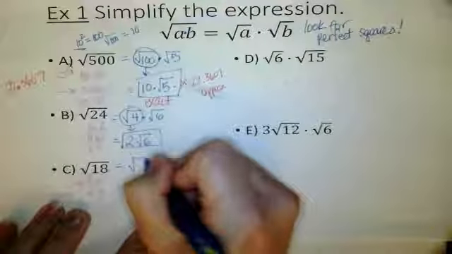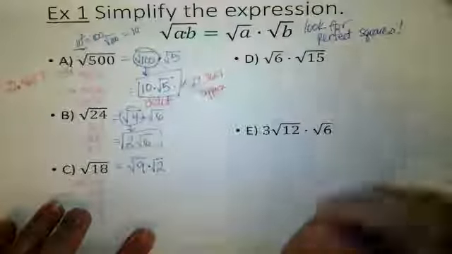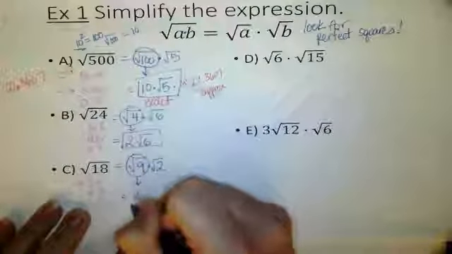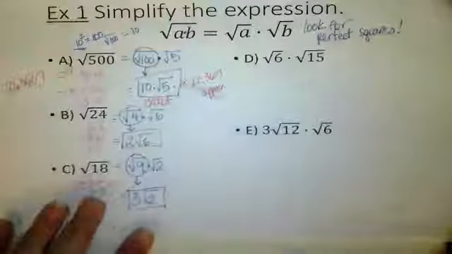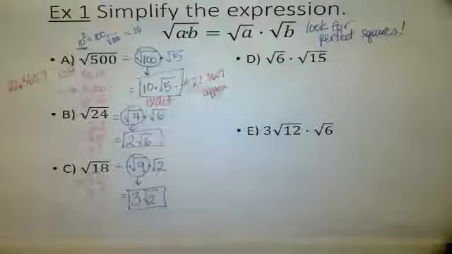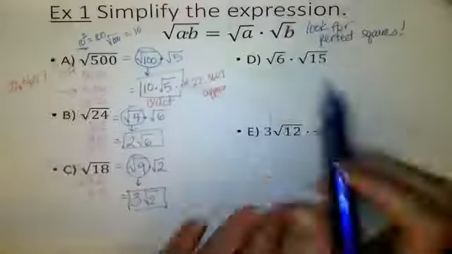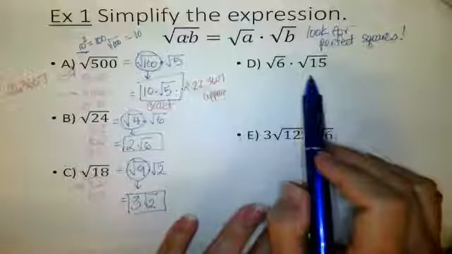So we're going to break that apart as the square root of 9 times the square root of 2. What is the square root of 9? 3. So we get 3 radical 2 for an answer. Do you guys have any questions so far? It's pretty easy, right? All right, here we are multiplying 2 radical numbers together.